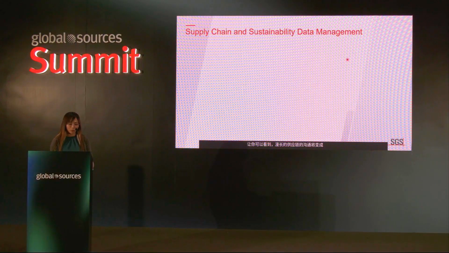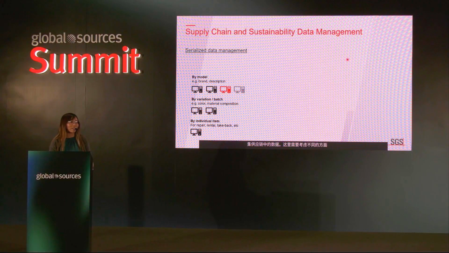So here we will be showing how to effectively collect data along the supply chain. There are different aspects to be considered here to plan for the future. First is the data structure for your data of the products, serialized across data models, across the batch, and for each individual item, which is also called the level of granularity of data. Serialized data structure can allow effective management of vast amounts of data to cater for upcoming new requirements such as the EU Digital Product Passport, the DPP.